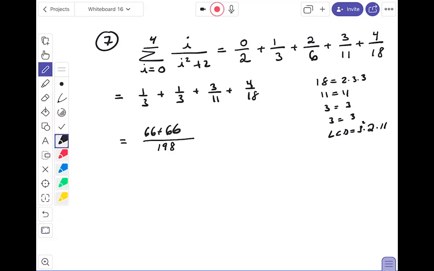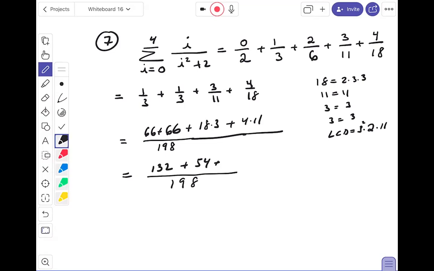Plus 66. Now for the 11, I've got 9 times 2 is 18. So it's going to be 18 times 3. Well, it's going to be a lot of arithmetic, right? Now for 18, I get 4 times 11, right? I don't like doing arithmetic, and I'll be honest with you, I don't think anybody likes doing arithmetic, but it's a skill you have to be able to do. All right, 66 and 66 is 132. 18 times 3 is 54. 4 times 11 is 44. Whoa, this is getting crazy, right?